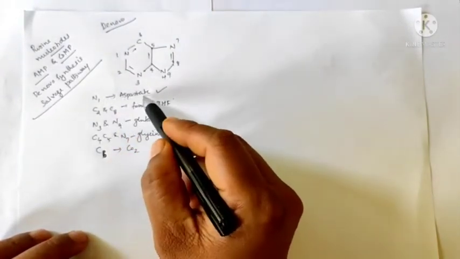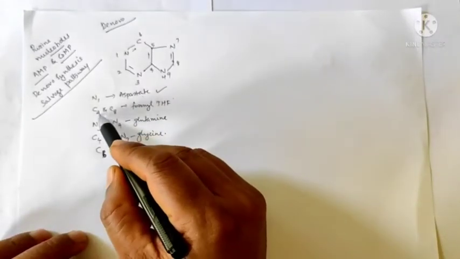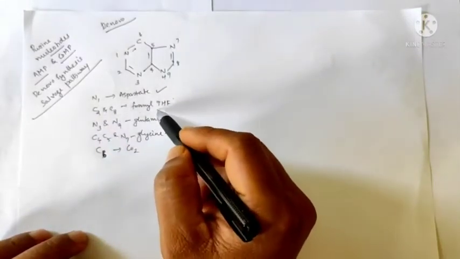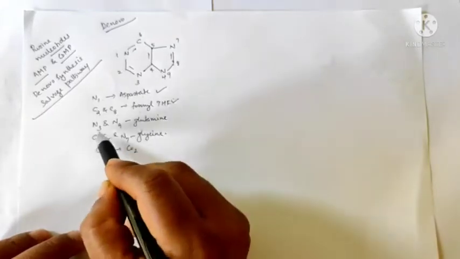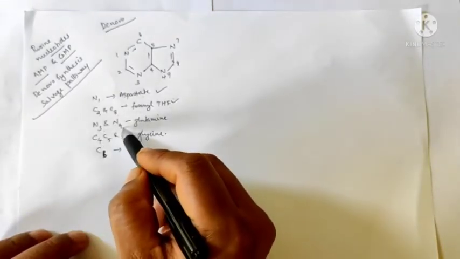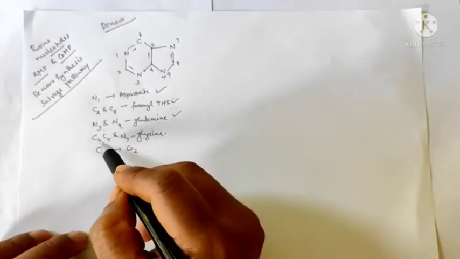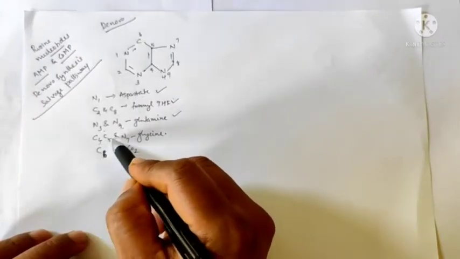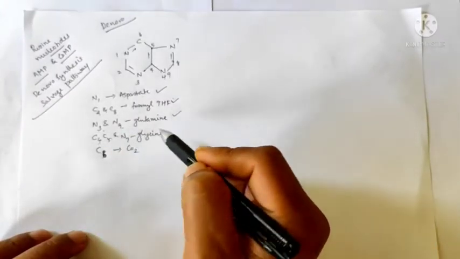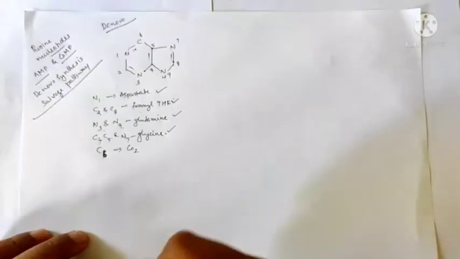N1 is from aspartate, C2 and C8 are from formyl tetrahydrofolate, nitrogen at the 3rd and 9th positions are obtained from glutamine, carbon at the 4th and 5th positions and nitrogen at the 7th position are obtained from glycine, and carbon at the 6th position is obtained from carbon dioxide. Okay.